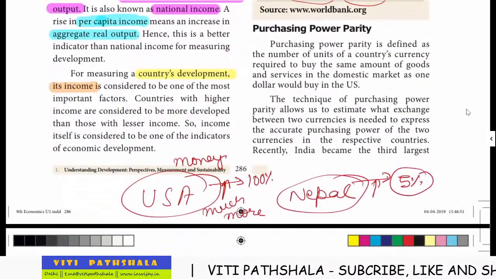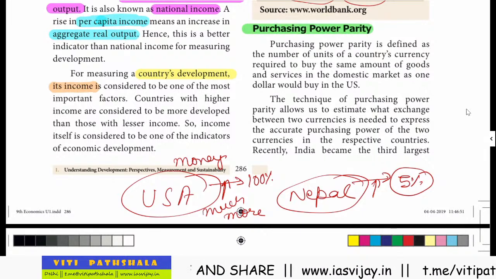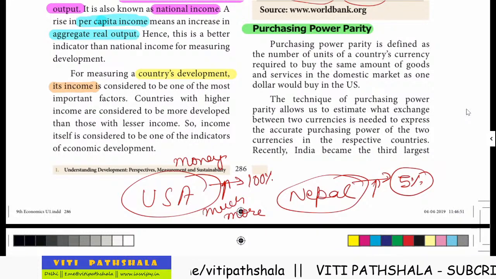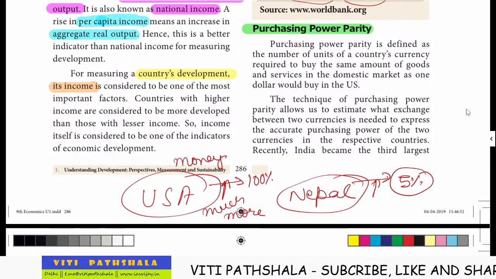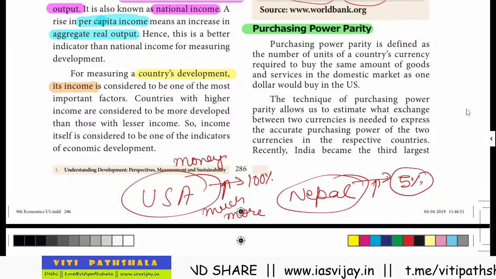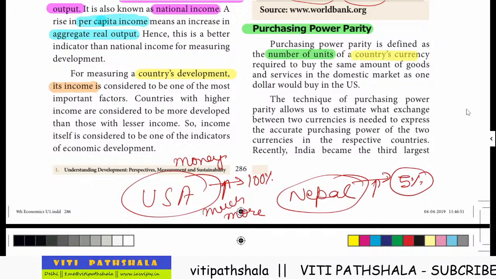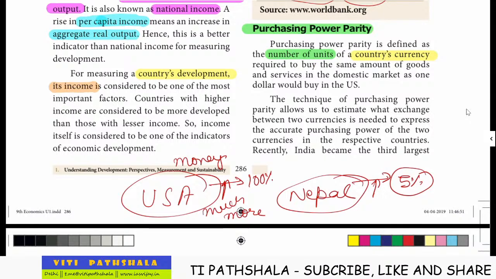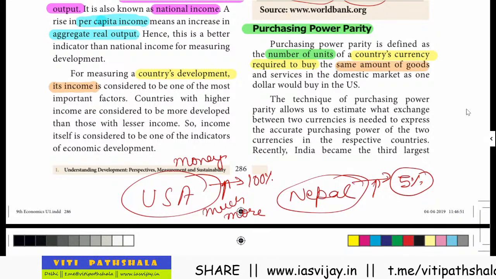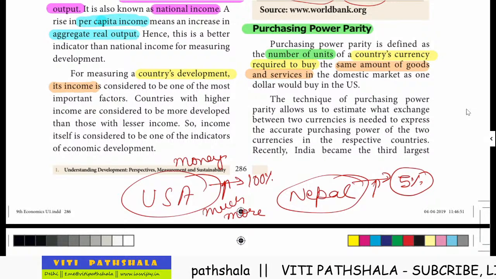Next topic is purchasing power parity. Now, what do we mean by purchasing power parity? It is defined as the number of units of a country's currency required to buy the same amount of goods and services in the domestic market as a dollar would buy in the US. I'm going slow. Number of units of the country's currency that are required.